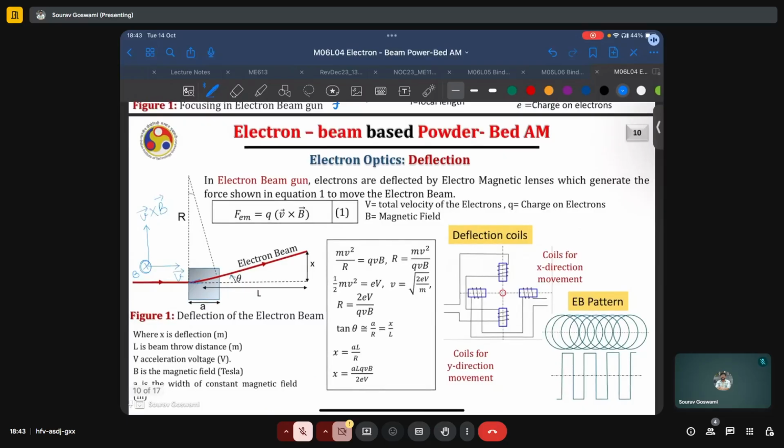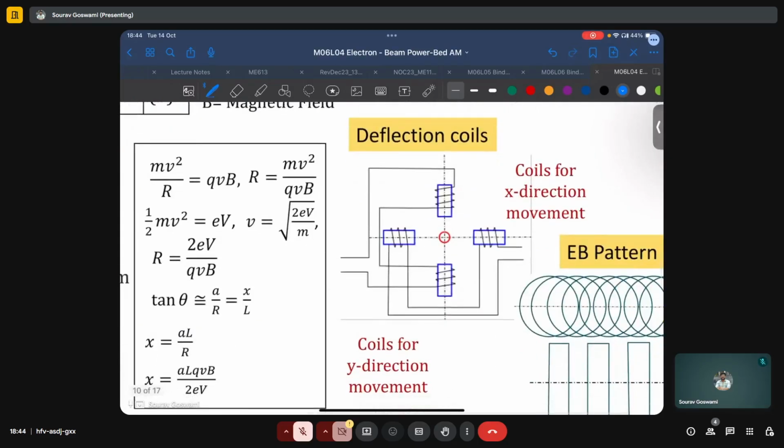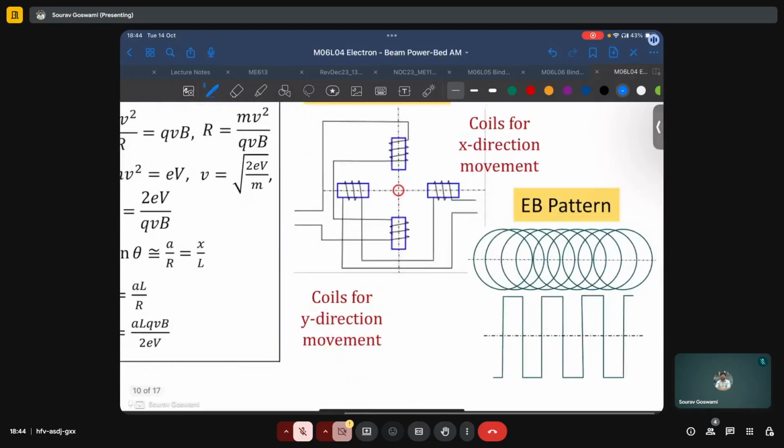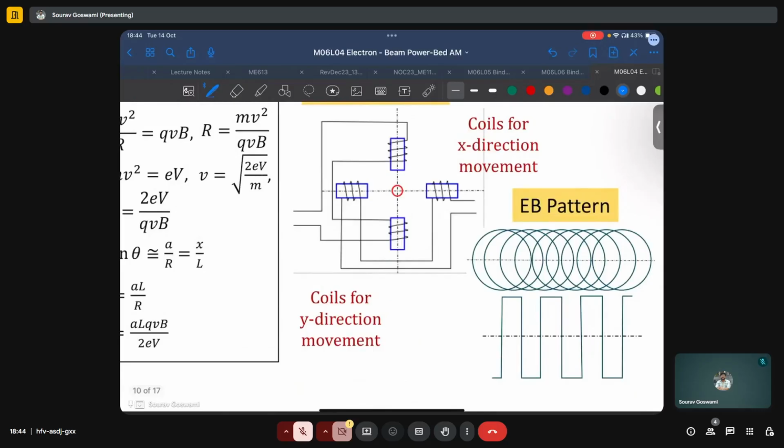So we saw that the path of the electrons is deflected using magnetic fields. But how are these magnetic fields generated? They are generated using these deflection coils as shown here. And we have a pair of deflection coils for deflection along the x direction, and a second pair of deflection coils for deflecting the electron beam in the y direction. And by a suitable combination of both these x and y deflection coils, we can actuate the electron beam in the desired fashion.